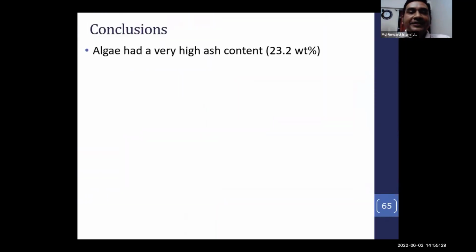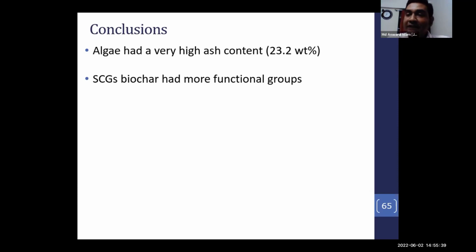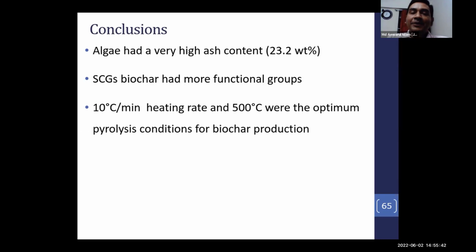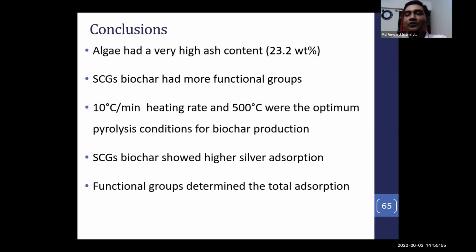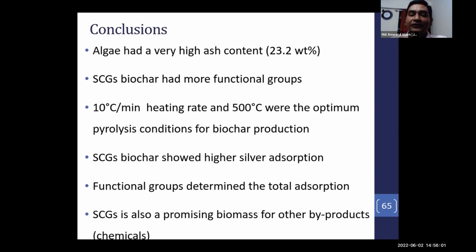And the conclusion of my study is that algae had very high ash content, which is not feasible for producing biochar. Then the coffee biochar had more functional groups, which is helpful for silver removal. The 10 degrees per minute heating rate and 500 degrees is the optimal pyrolysis condition for coffee biochar production. And coffee biochar showed the highest silver adsorption among the three. Finally, the functional group determined the total adsorption. And SCGs, I mean the coffee, is also a promising biomass for other byproduct recovery to offset the pyrolysis cost.